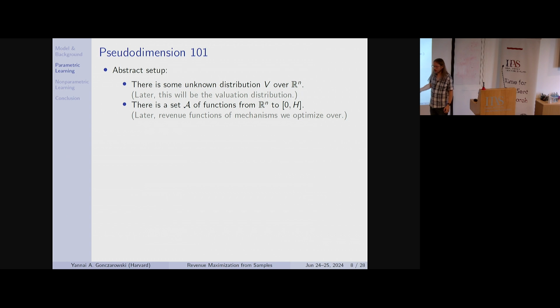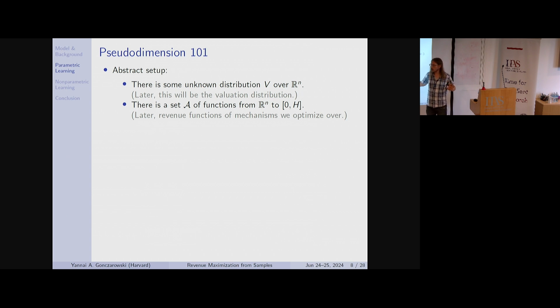For each mechanism that you're considering, it could be: sell the first item for $3, the second one for $5, the third one for $10, etc. This defines a revenue function. What's a revenue function? It's a function from the realized valuations to the realized revenue to the seller, or the expected revenue to the seller over the intrinsic randomness of the mechanism.